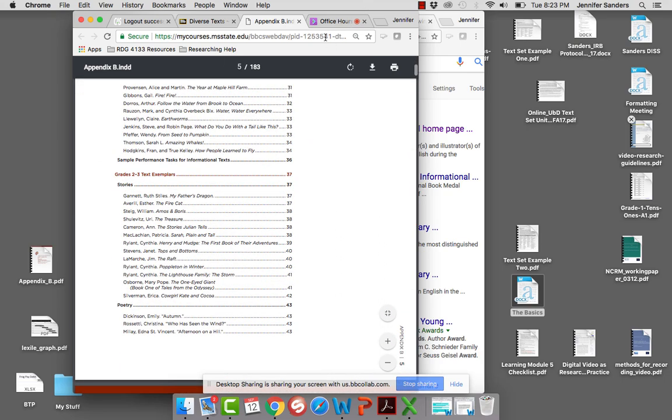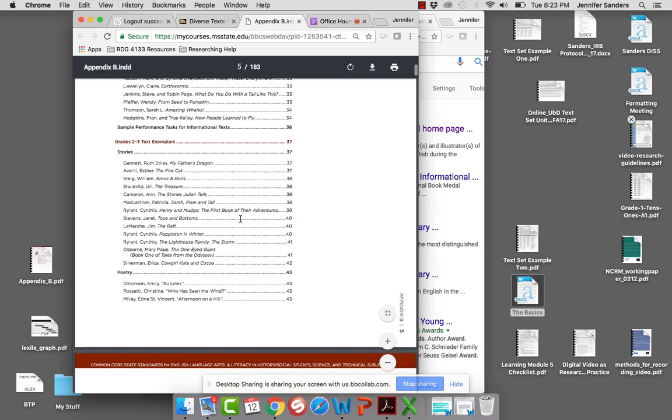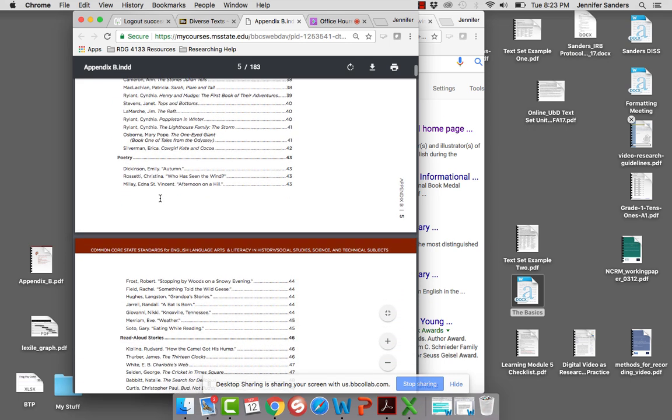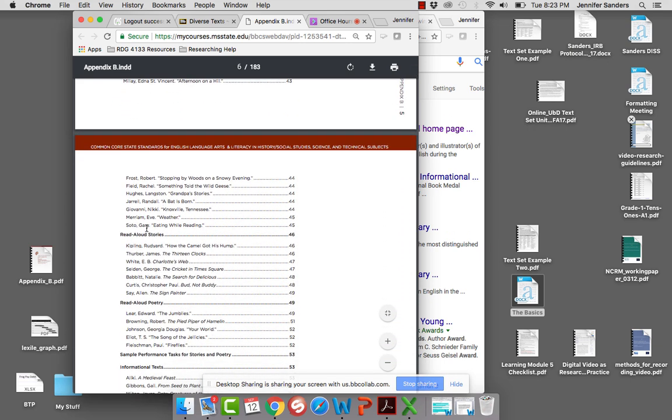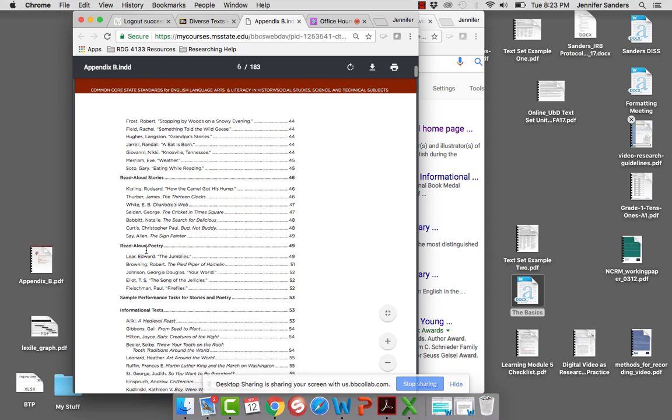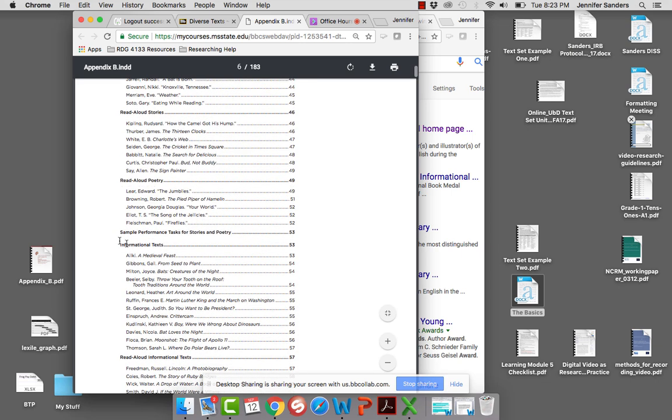Veronica, you are 3rd grade. You want to stay away from stories. Stay away from the poetry as your mentor text. But then here's some informational text.